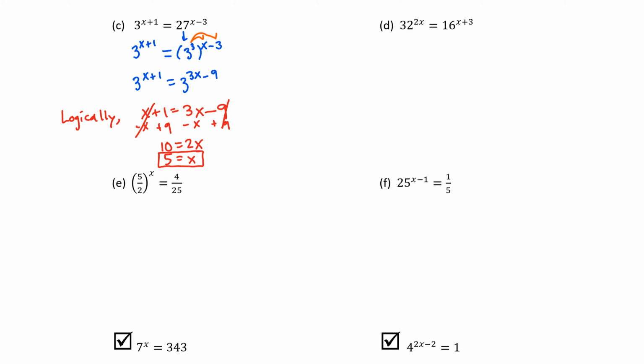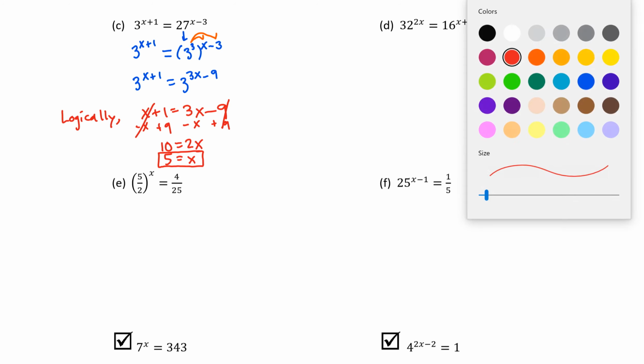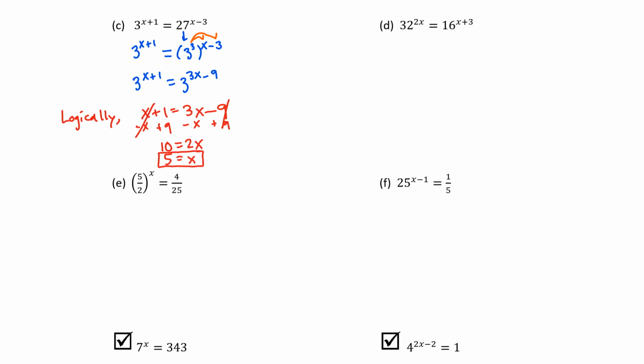So in that one, we had to do some prep work to achieve like bases and then set the exponents equal. Looking at example D, we'll do the same thing. 32 to the 2x equals 16 to the x plus 3. When you look at 32 and 16, your mind probably thinks they're both multiples of 8, or maybe you think of multiples of 4, or multiples of 2. Those would all be correct, but again, we're not thinking multiples. We want to think in terms of powers.